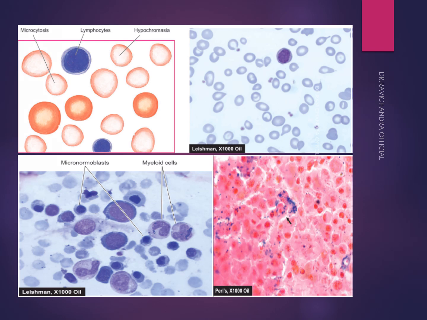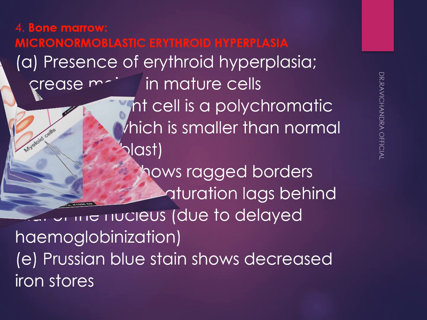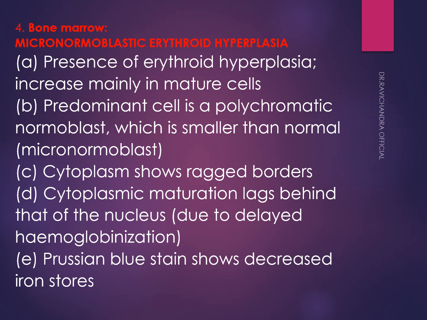In the bone marrow, the picture will be micronormoblastic erythroid hyperplasia. There will be an increase mainly in the mature cells. Presence of erythroid hyperplasia is there. There will be a predominance of polychromatic normoblasts, which will be smaller than normal.